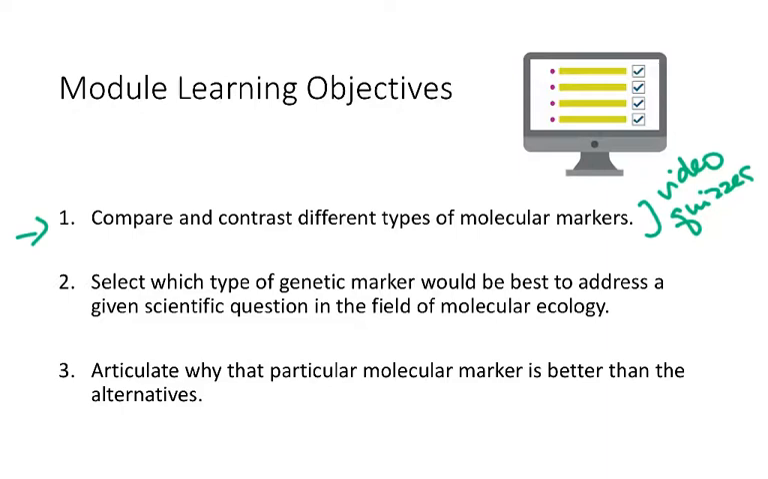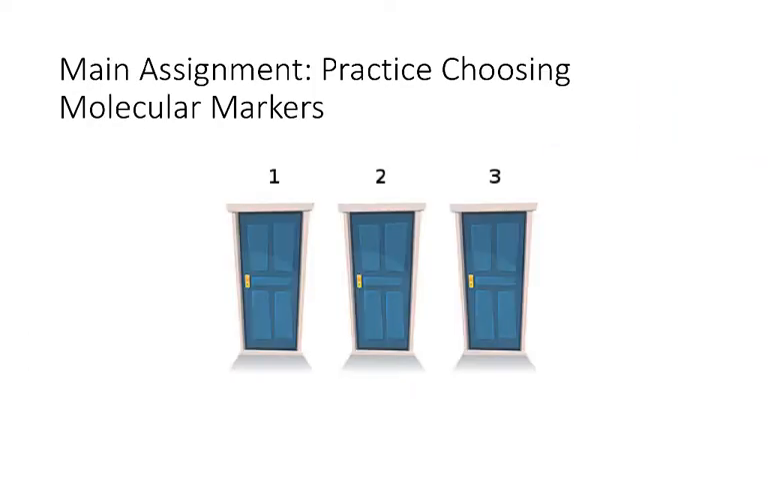And then the last two learning objectives focus on selecting a type of marker to use for a given study and then explaining or articulating why that marker is the best choice. We're mostly going to accomplish these last two objectives through the main assignment for this module, which you will complete after watching each of those videos and taking the little mini quizzes embedded within there.